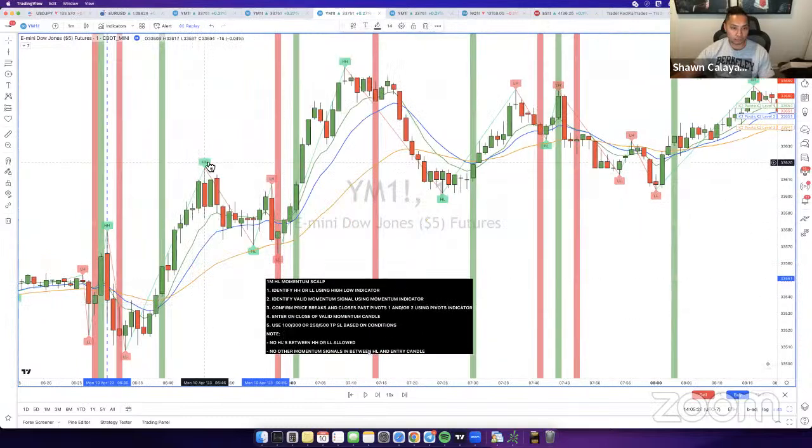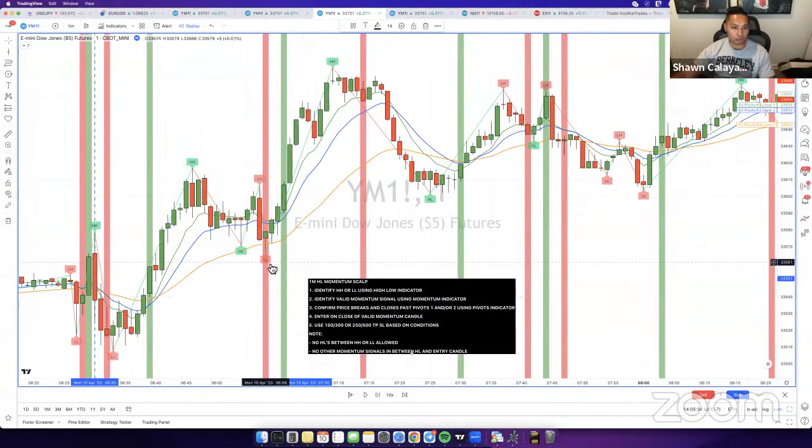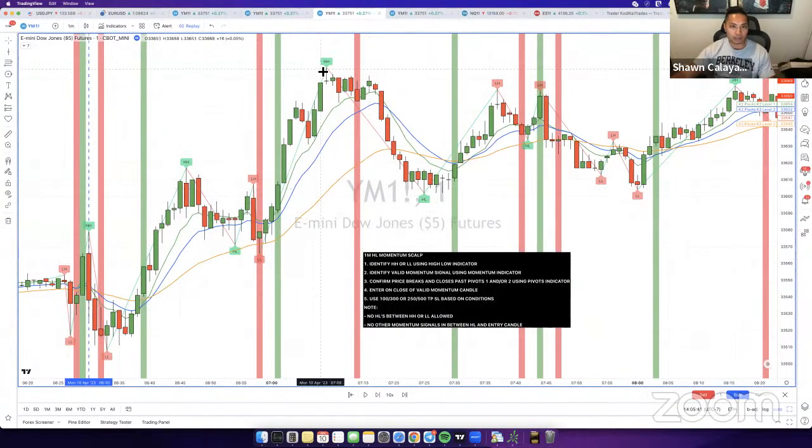Going a little further right here, there's a higher high. Sell signal didn't come till way over here, and it was an invalid sell signal. So there's no entry here either. There's a lower low right here. This candle broke and closed past the pivots before this momentum, so there was no entry there. Higher high right here. This momentum didn't break and close past pivots 1 and 2, so there's no entry there.